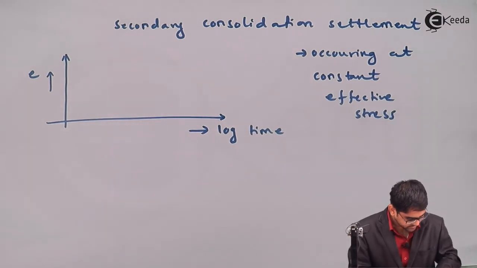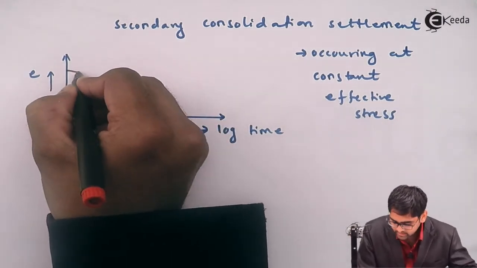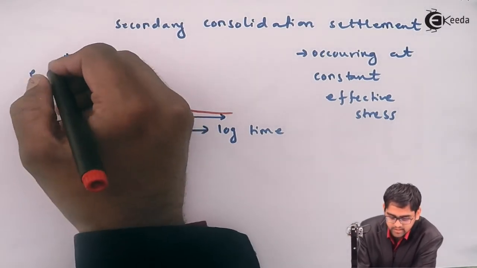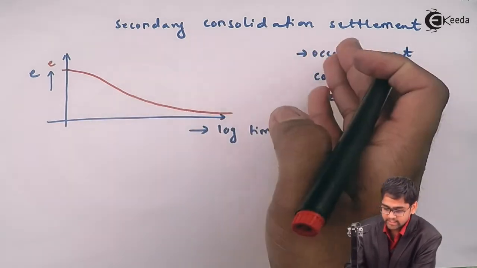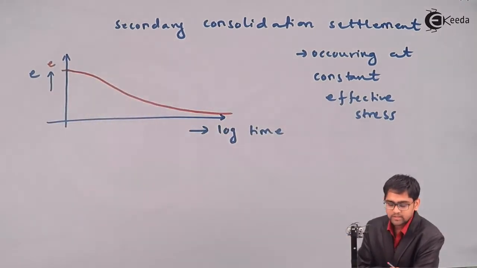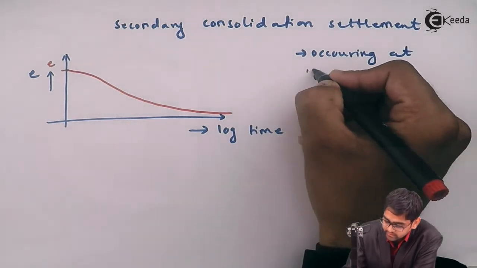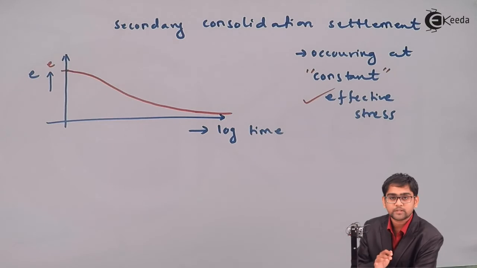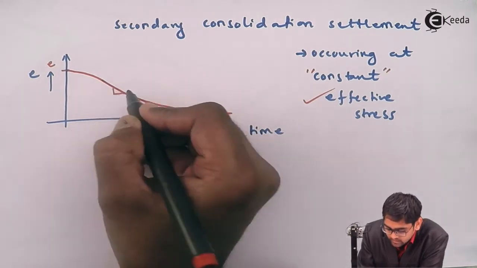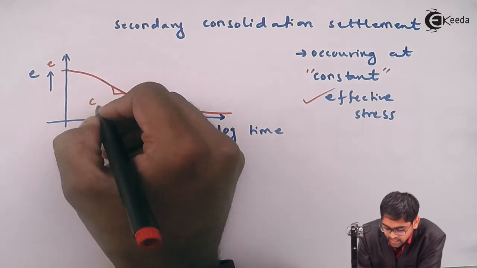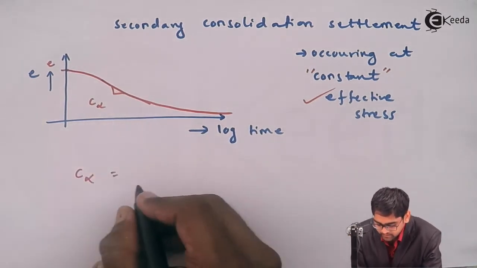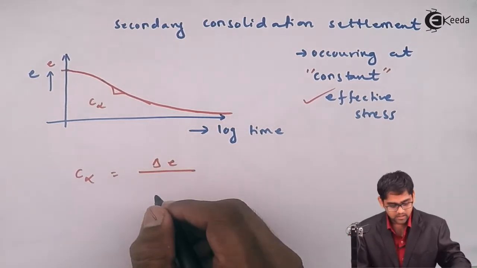And if you plot this particular graph, then you will get it this way. The graph will be like this, and it will touch asymptotically. This is the initial void ratio for the commencement of the secondary consolidation, or the void ratio at the end of the primary consolidation, E, and this is the plot of E with respect to time, but it is occurring, very importantly, at constant effective stress. Effective stress at this point is constant. So we'll define the slope of this particular curve at an intermediate state by C alpha. In this, C alpha becomes equal to delta E divided by delta log T.